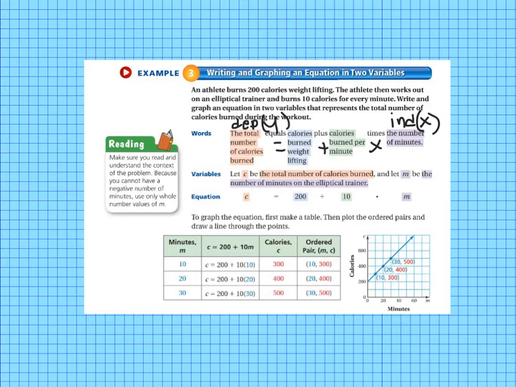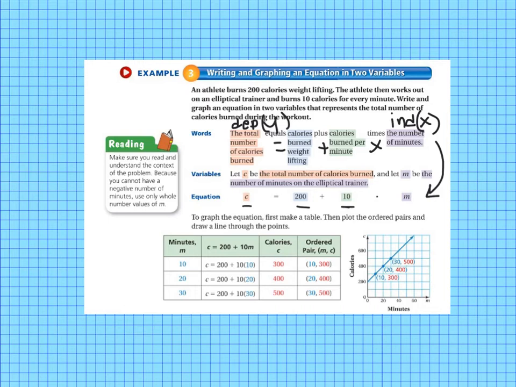So let C be the total number of calories burned and M be the number of minutes on the elliptical trainer. So when you take it from the words down to the equation, it looks like this. C equals 200 plus 10 calories burned per minute times the number of minutes that this person works out. We have no idea how long this person's going to last.